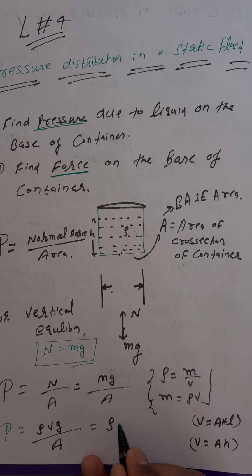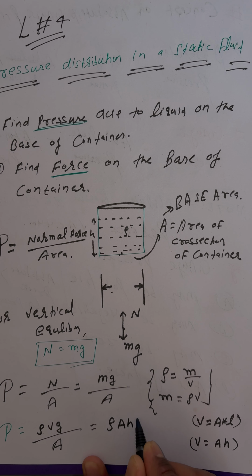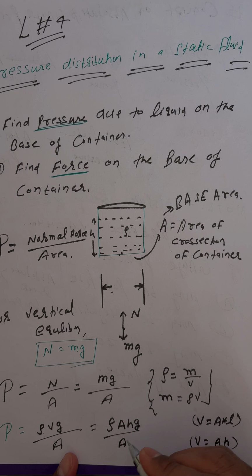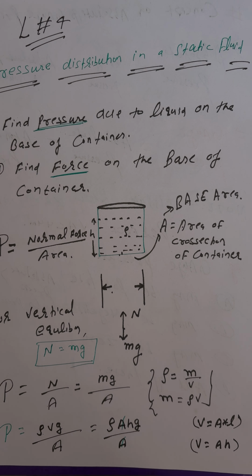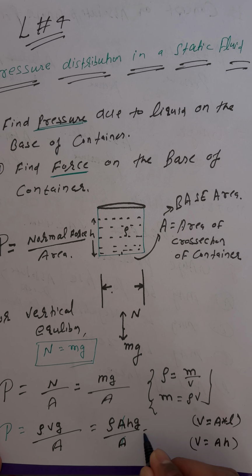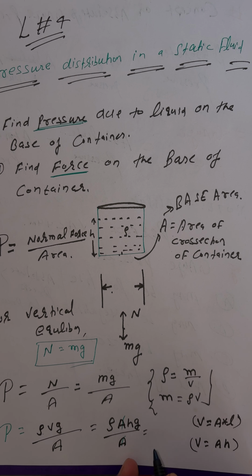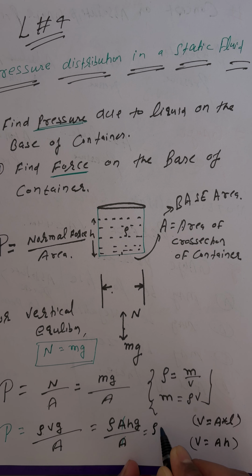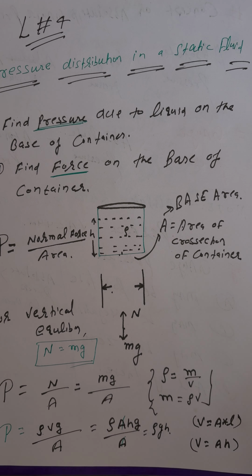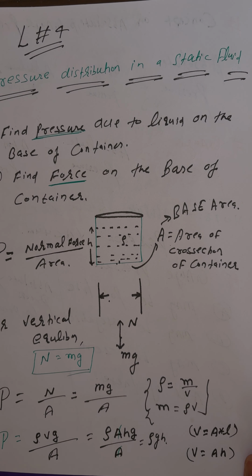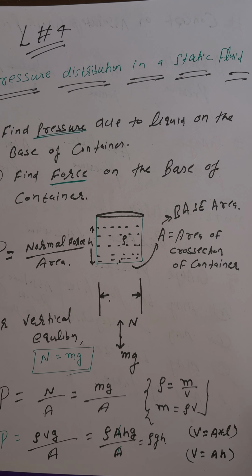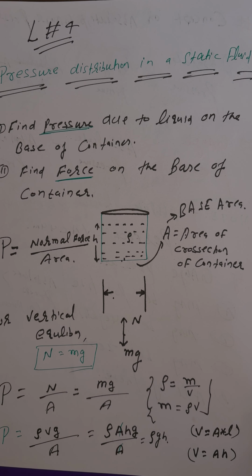So you can write over here pressure is equal to A H into g upon what, my dear? A. Now you can say these cancel each other. So students, finally you got pressure due to liquid on the base of container. How much? Rho gh. Students, you can take a snapshot, right? I'm giving you 5 seconds.